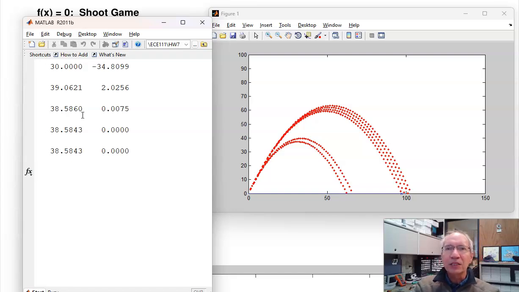So that is homework set number 7 for ECE 111, using integration. With integration, I can find the area under the curve. I can do animation, like a bouncing ball, or in this case, a little shoot game. Launch a tennis ball, see where it hits. Homework 7 for 111.